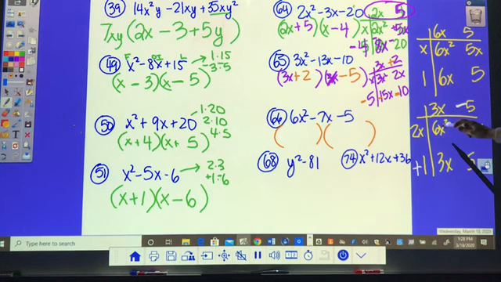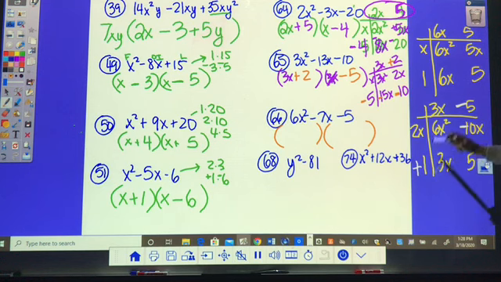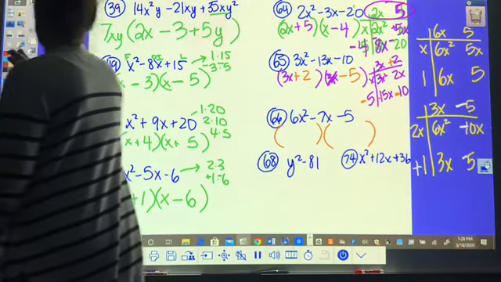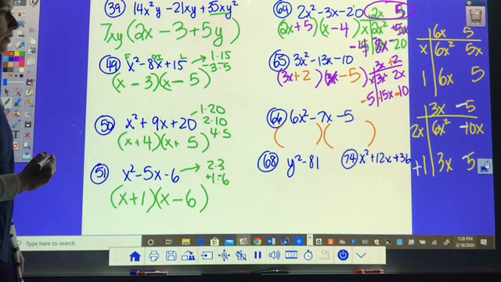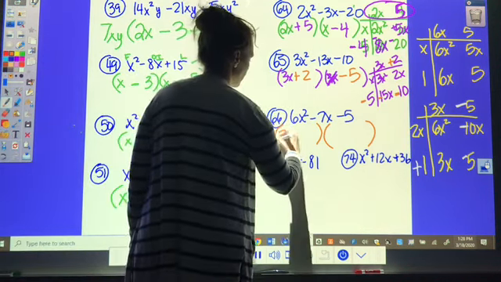Now let's check everything. This we've not changed. 2 times negative 5 is negative 10. 1 times 3x is 3x. 1 times negative 5 is negative 5. This is what we want, so that means this is the correct answer. And go ahead and write it in your parentheses: 3x minus 5 and 2x plus 1.